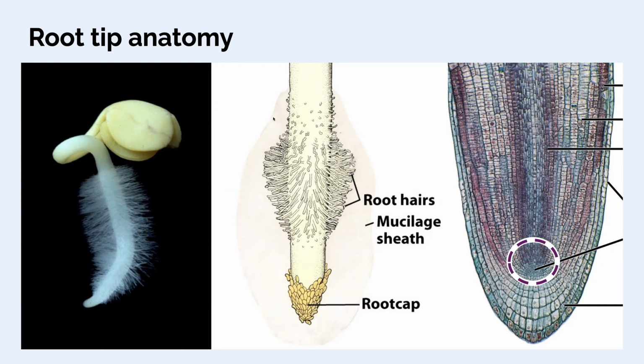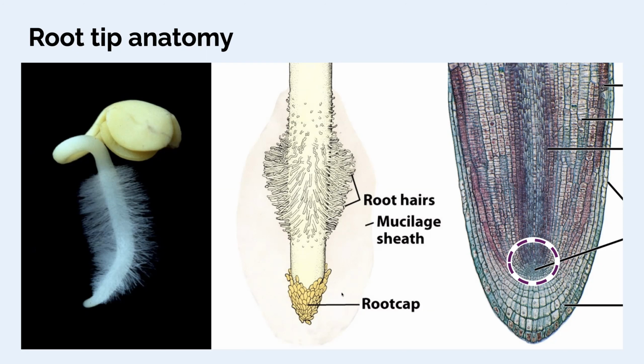Another feature highlighted on this center diagram here is the mucilage sheath. So it's not made up of cells necessarily, but mucilage, slime, basically this plant is exuding some slippery stuff into its environment.